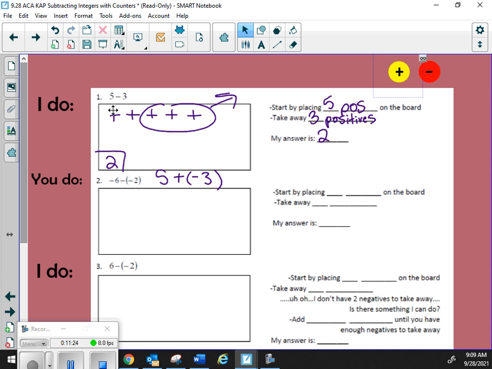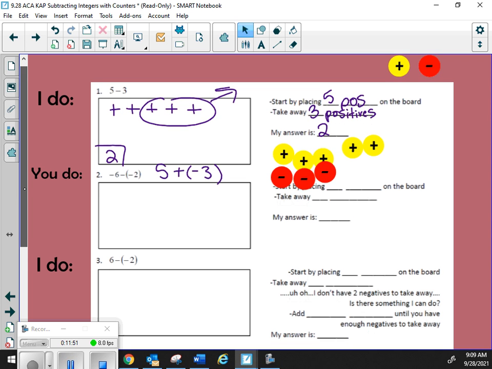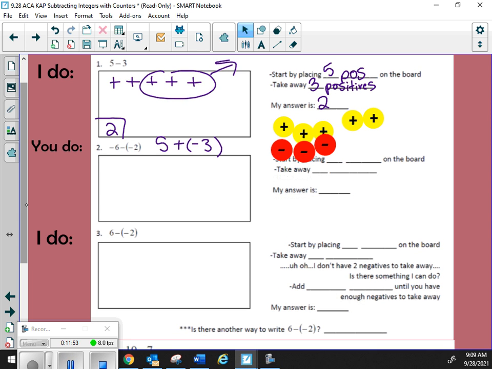This is going to look a little different. The model will look different than this one I'm adding, but let's see if I get the same answer. If I have 5, 1, 2, 3, 4, 5, and then put 3 negatives, those create 0 pairs. I'm left with 2. Okay, we do get the same answer. We're going to connect how that subtraction and that addition is the same in a little bit, but for right now, let's just focus on the subtraction. Okay, but good question. I like it.